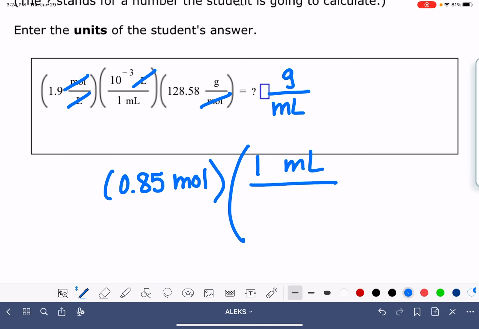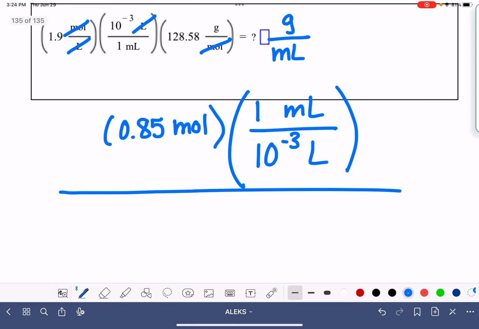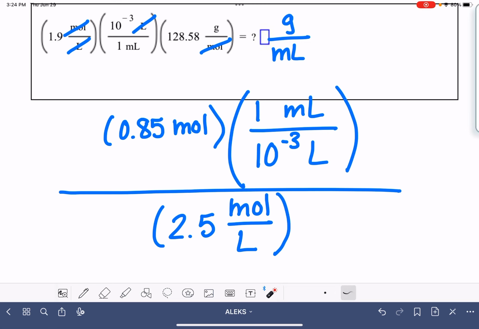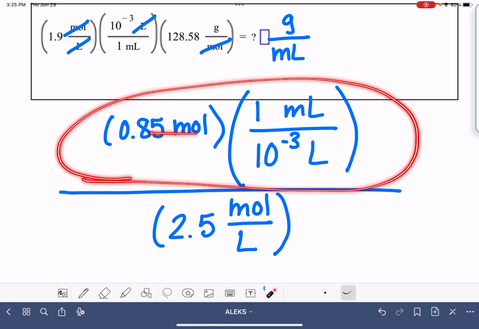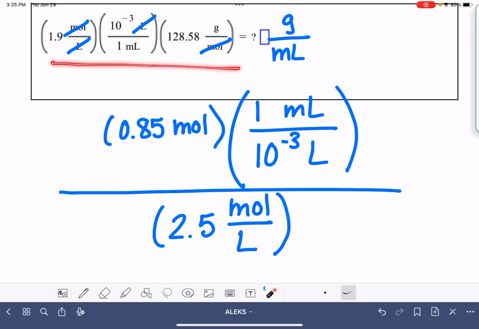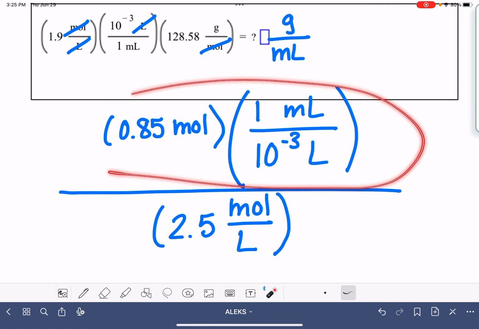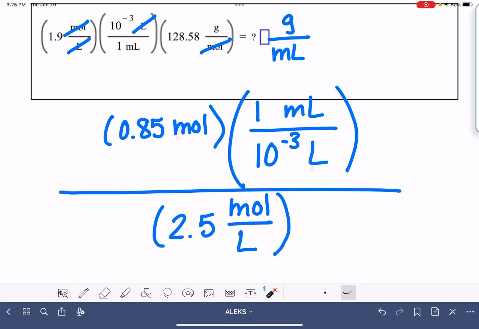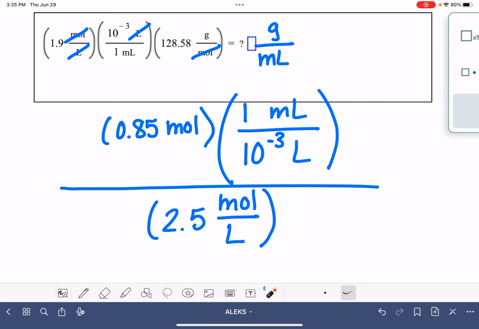So I'm looking at one that says 0.85 moles times 1 milliliter over 10 to the negative 3 liters, and all of that is over 2.5 moles per liter. Okay, so in the portion of this problem where things are being multiplied, you're going to use the same rule as you used up here. Any unit that's on the top of one fraction and also on the bottom of another can cancel. We don't have any units like that in this area of this problem. We don't have any common units at all up here. So we can't do any cancellation that way.